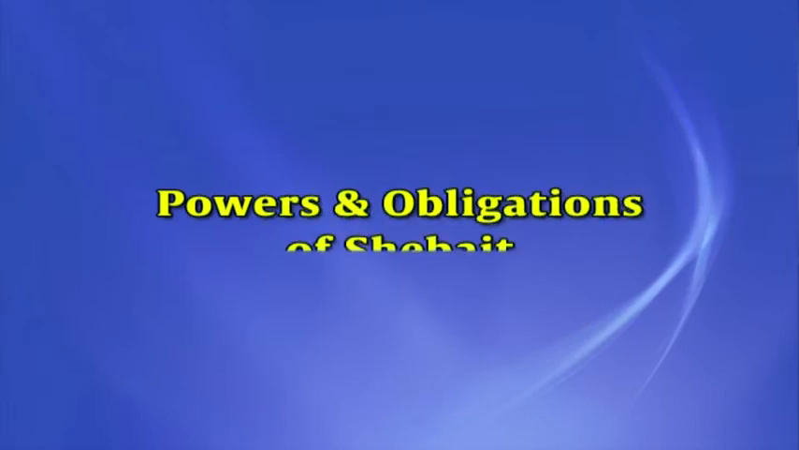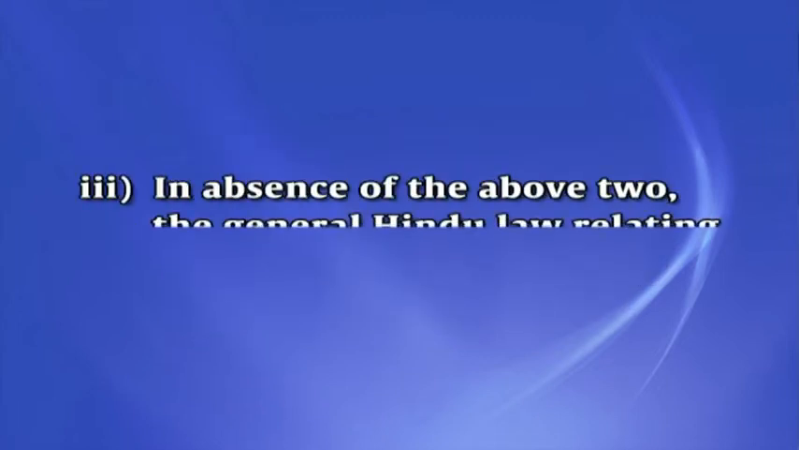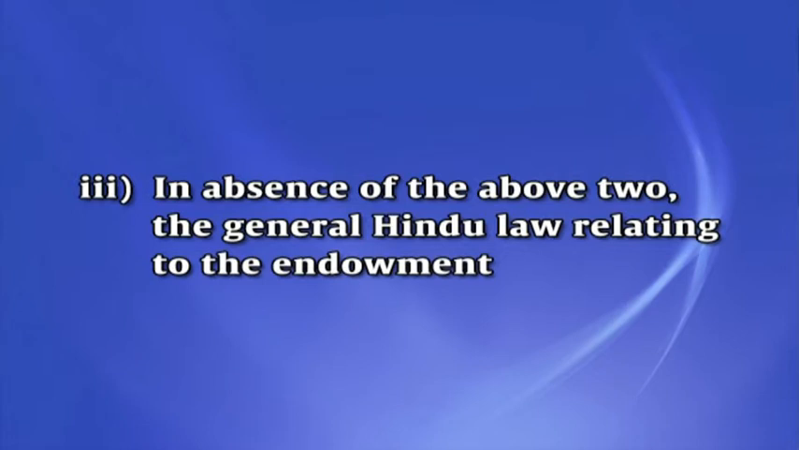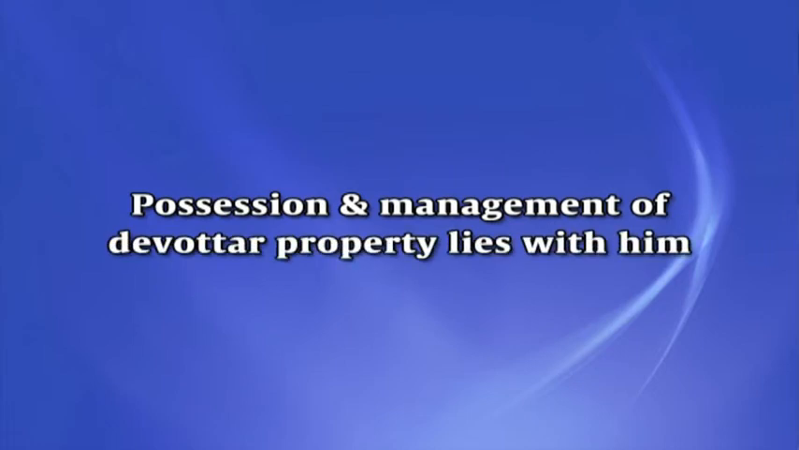Now, powers and obligations of Shebait. The rights, powers and obligations of a Shebait depend upon three factors. First, the discretion of the founder. Second, in absence of the founder's discretion, the custom and usage of the endowment. And third, in absence of the above two, the general Hindu law relating to endowments. Now, the powers of Shebait. First, custody of the idol belongs to him. He must perform seva and puja of the idol. Second, possession and management of the debottar property lies with him.